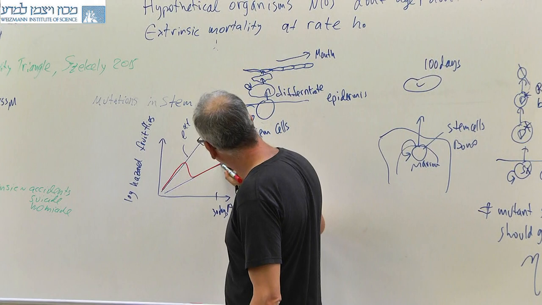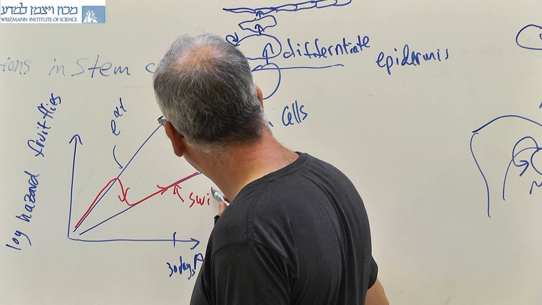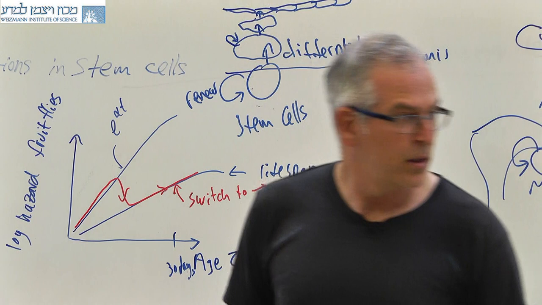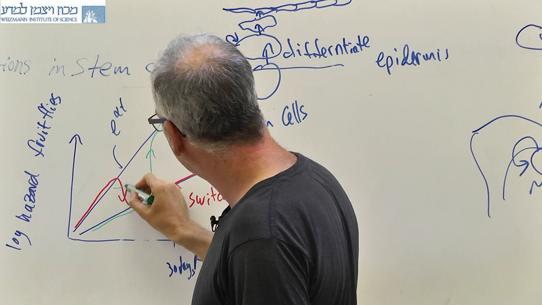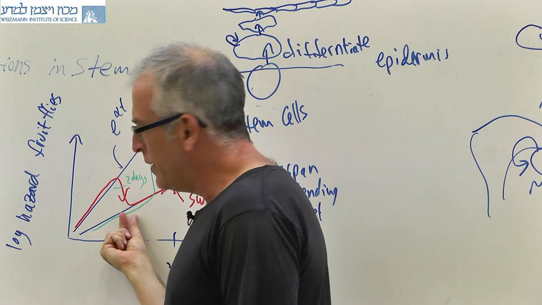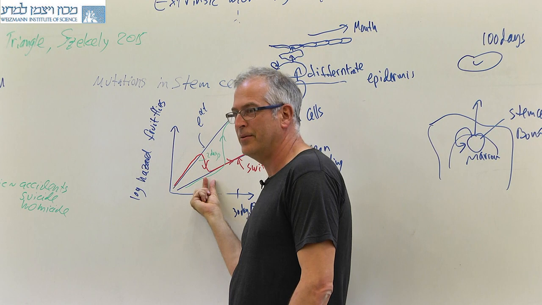So this is the switch to lifespan extending, and vice versa. If they're here, and you switch to normal diet, you go like this, and time scale 2 days. No memory. So there's some fast time scale. Yeah, right. So in this case, it's a fast time scale too. So that's something also we need to explain.